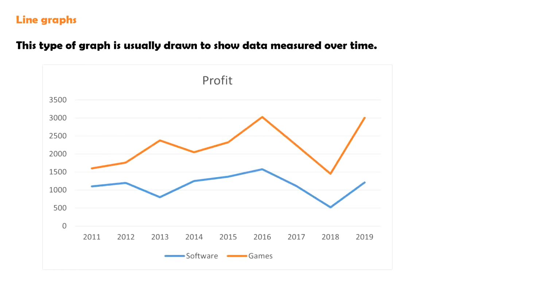And you can read each individual one. For example, let's say I'm trying to read in 2014, I wanted to find the profit of games, so I go up, and then I read across, and it's roughly $2,000, that point there.